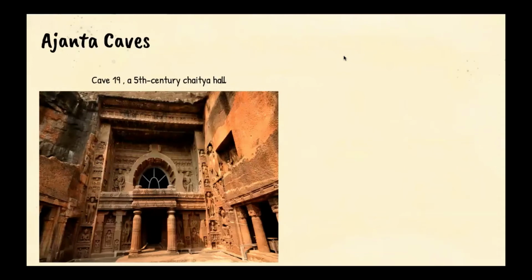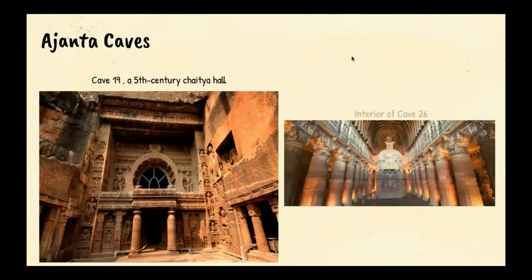This is a picture of Cave 19, which is a worship hall. It is splendidly decorated with various carved figures and decorative motifs. Cave 26, depicted here, is amongst the most elaborate in Ajanta complex.